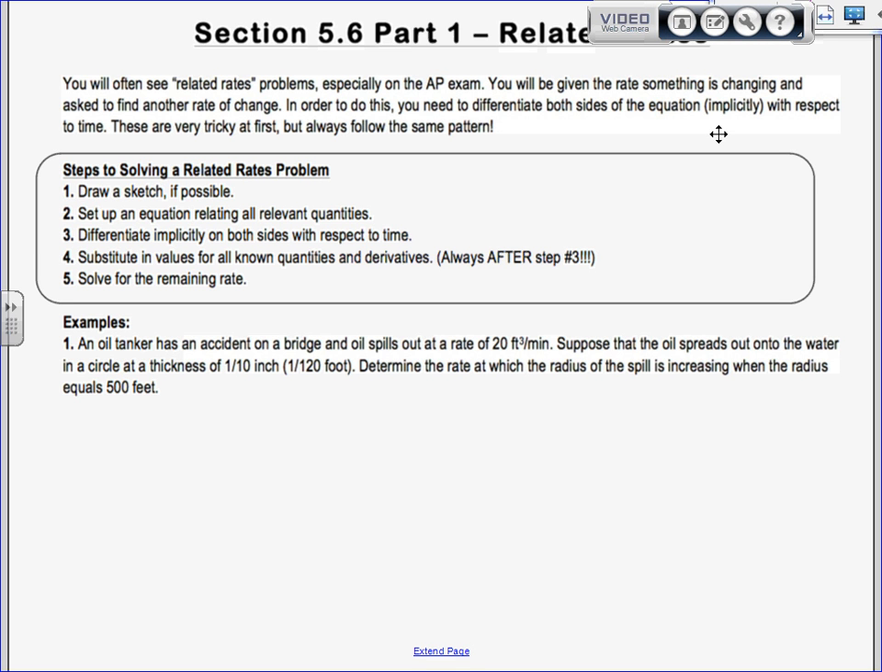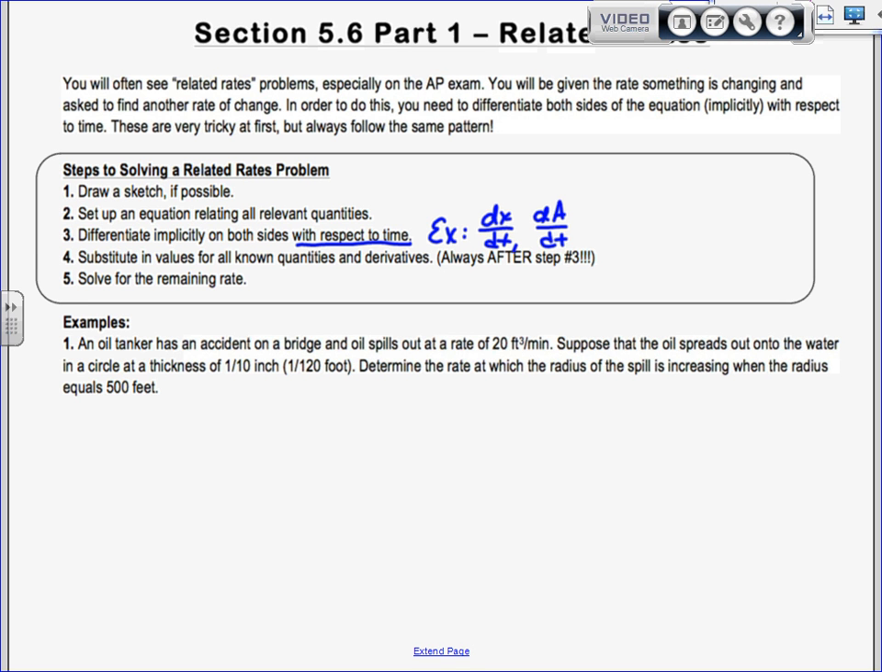Differentiate implicitly. Do you guys remember implicitly? So basically whenever we had a y term, we tacked on a dy when we took the derivative. Same thing, but now it's with respect to time. So for example, you might have something like dx over dt or dA over dt or whatever.